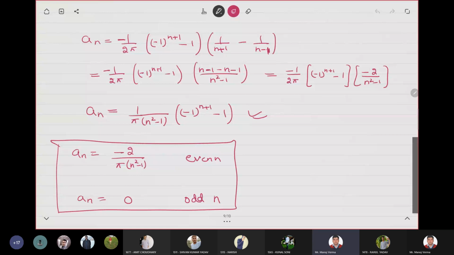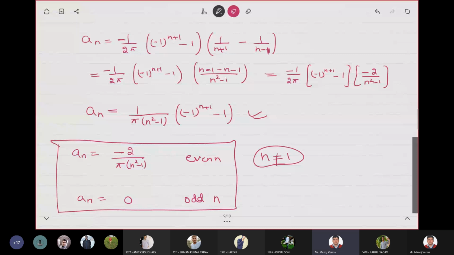Okay. But from this point you can see, this coefficient an cannot be described when n is equal to 1. So for n is equal to 1, this cannot be described. So for that we have to find that manually.